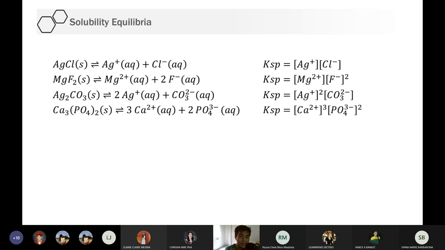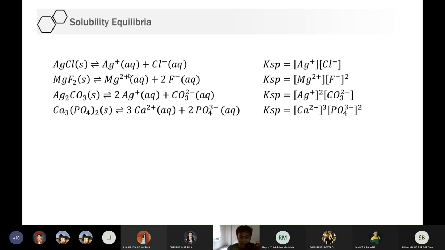Ibig sabihin nun, it is solid pag titignan mo, pero at some cases, it dissociates. At to a certain extent, nagdi-dissociate siya into ions. Although, since yung dissociation niya into ions ay very minimal, we call it precipitate, no. Ibig sabihin niyan ay solid particles, pero few portions nun ay nagiging ions pa rin. Okay? So that's why we also call our precipitates the sparingly soluble salts, no. So, and they are governed by the equation for the solubility equilibria, wherein the cations and the anions of your precipitate dissociate, no, accordingly.